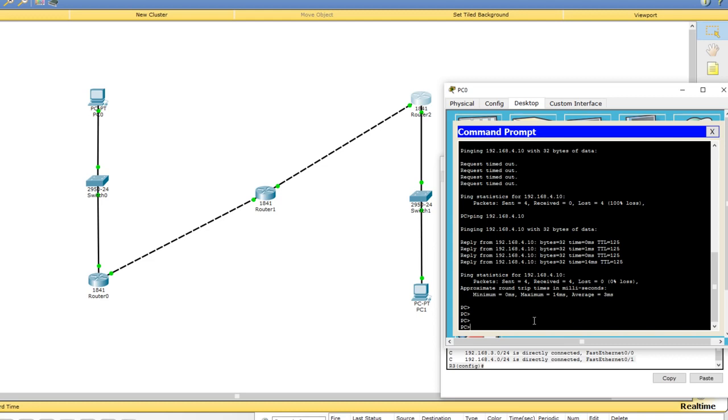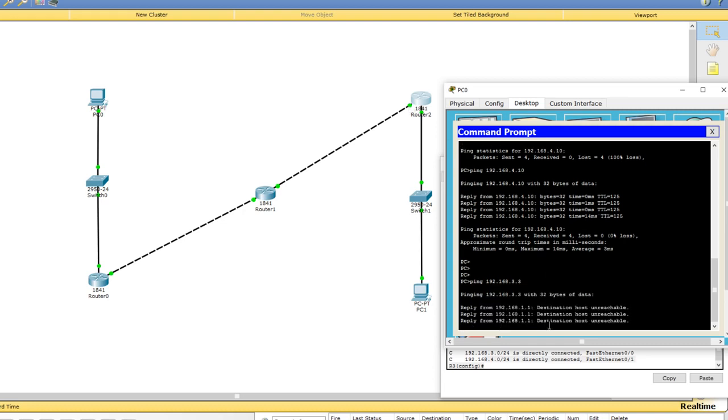Now, let's look at this. Can this PC ping 192.168.3.3, that is router 3's interface F0/0? Can it ping? You remember, it just went through that device, through that interface to reach PC2 at 4.10. But we are now checking if it can reach this interface, which is actually something it went through, right? It will not reach. Why?